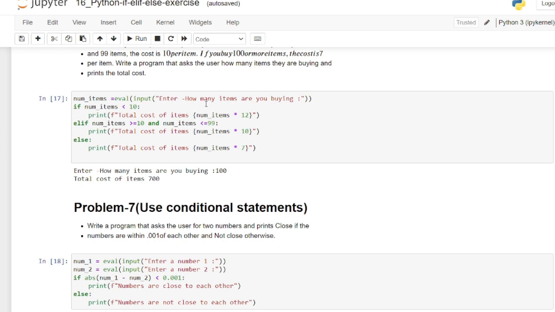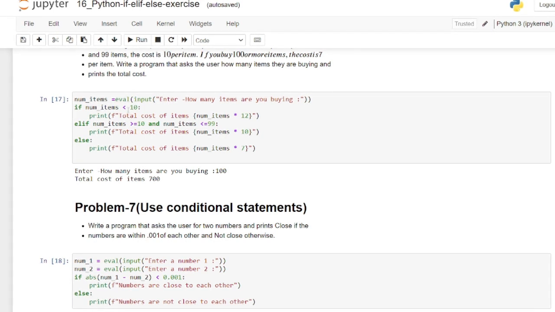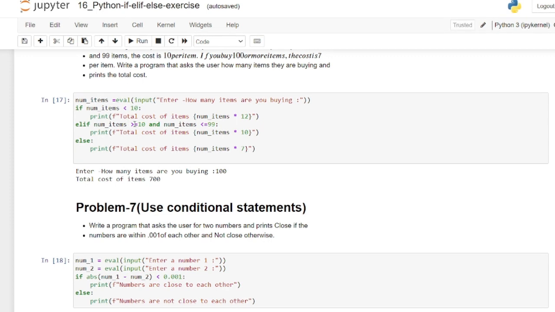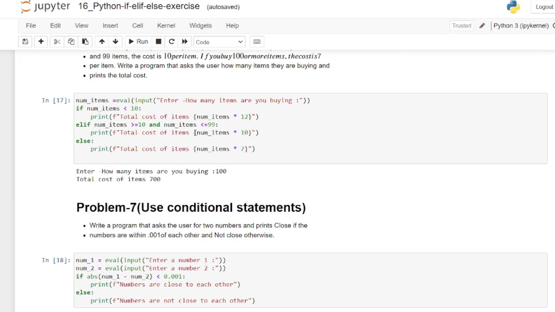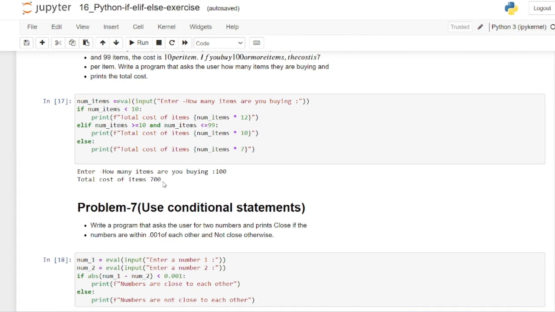So now I ask how many items are you going to buy, or if already bought, that is the number of items. Now I am comparing: if it's less than 10, I know the price is 12. I am multiplying the number of items with 12 and printing the total cost. If it is between 10 and 99, I am multiplying the number of items with 10. If it is more than or equal to 100, then I am multiplying with 7. So like this, here I have given 100 into 7, 700. This is the total cost.